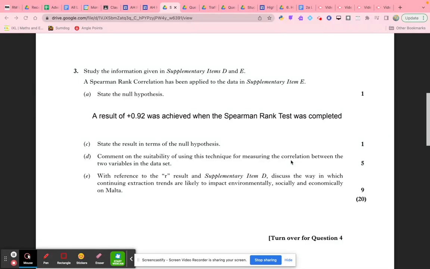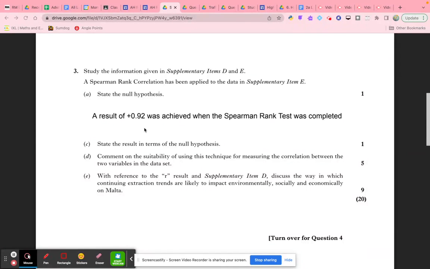Okay, this tutorial is going to focus on this Spearman Rank past paper question. I'm going to respond mainly to questions 3A, C, and D, with a brief reference to question E in the context of the type of material you'd be looking to write in this knowledge-based question.